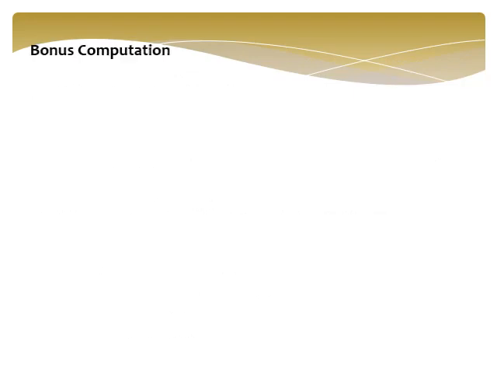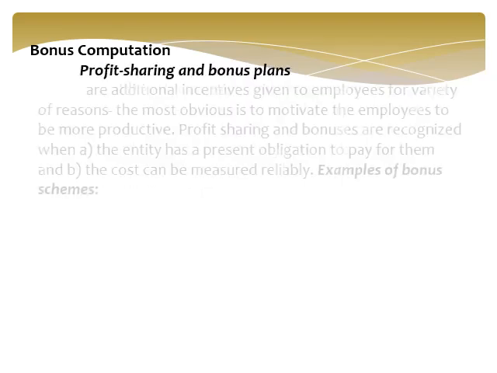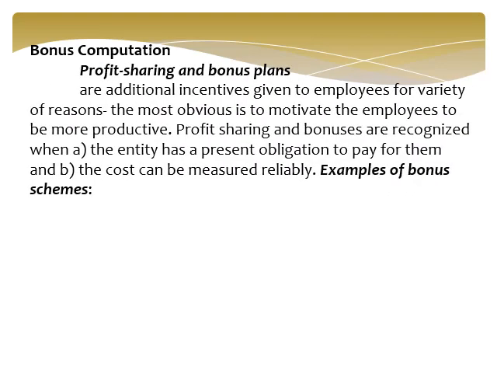Another example of liability is bonus. Profit sharing and bonus plans are additional incentives given to employees for a variety of reasons. The most obvious is to motivate the employees to be more productive. The main reason for this is to motivate officers and employees by directly relating their well-being to the success of the entity. Profit sharing and bonuses are recognized when, letter A, the entity has a present obligation to pay for them, and letter B, the cost can be measured reliably.